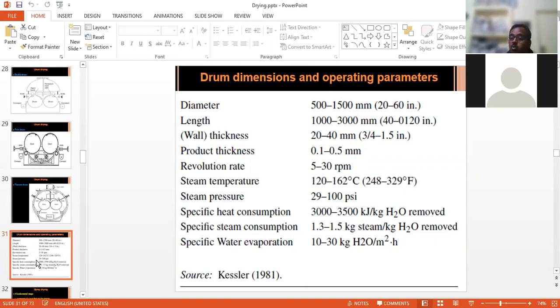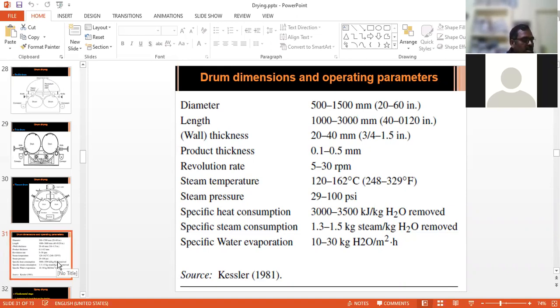The main thing is that when we dry the product by drum drying, the keeping quality of that milk powder is high in comparison to spray drying. So these are the advantages of drum drying.